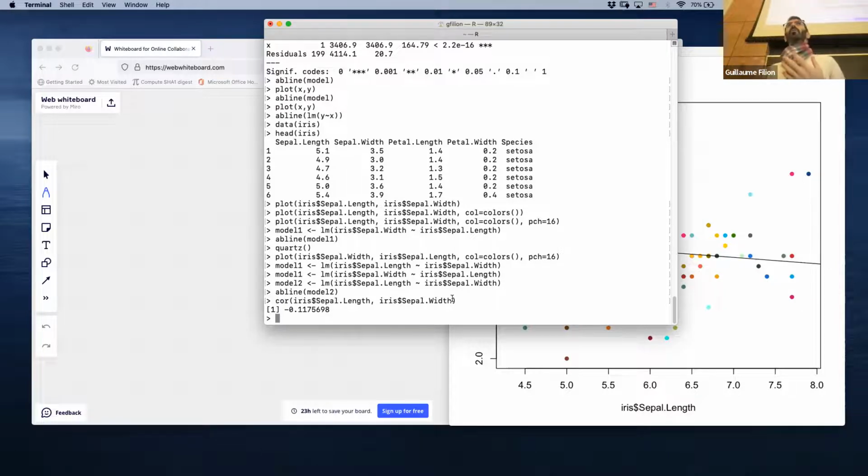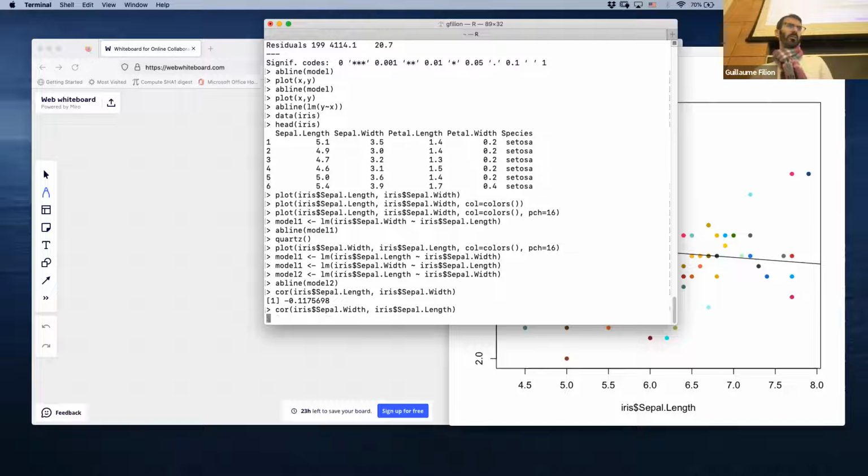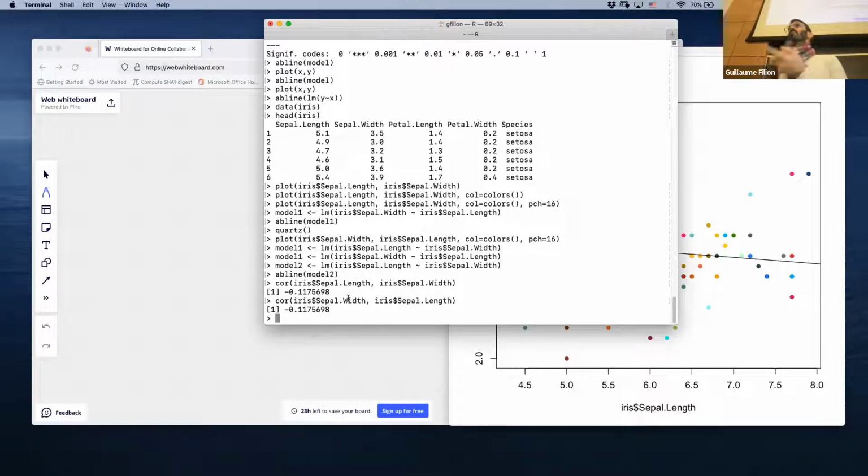But the problem with the regression is that it's asymmetric. And sometimes you just want to know, are my 2 variables related? Yes, no. And so the correlation here, when I compute it with the sepal length versus the sepal width, is minus 0.11. And if I switch, and compute the correlation in the other direction, iris sepal width versus iris sepal length, we're going to get the same thing because the correlation is this time symmetric.